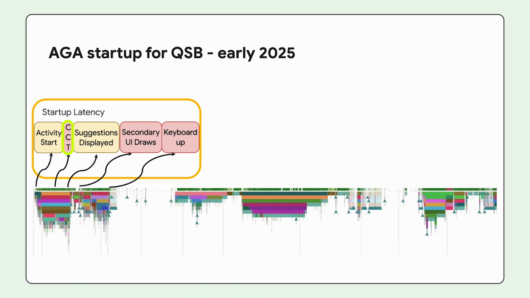Wait, why? The CCT, or Chrome custom tabs, is what you're looking at when it looks like you're in Chrome after you click on a blue SERP link. So let's put the out-of-order boxes in red. Next, the suggestions are displayed. The secondary UI is drawn, like the header and bottom navigation bar. Then the keyboard comes up. At this point, the search box is interactive.